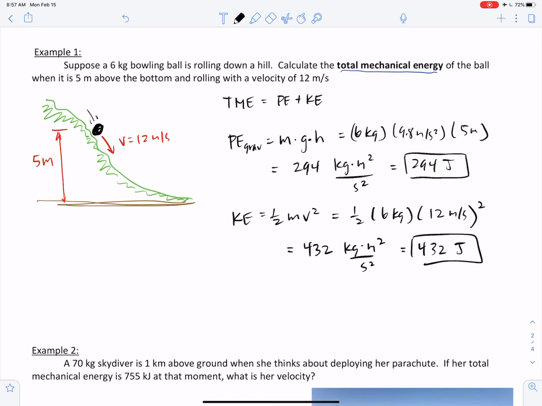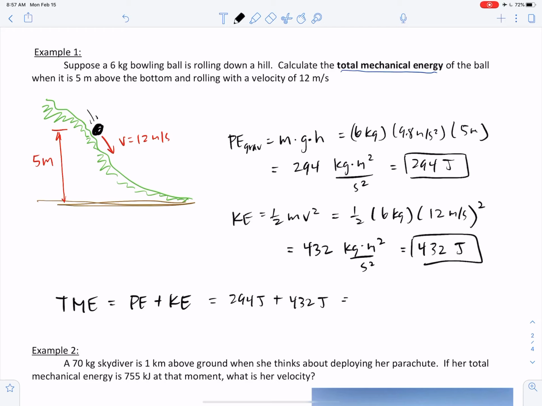And so the total mechanical energy, right, I can just grab this idea here. Total mechanical energy is just adding them up. So here we go. I'm just going to say 294 joules plus 432 joules equals 726 joules.